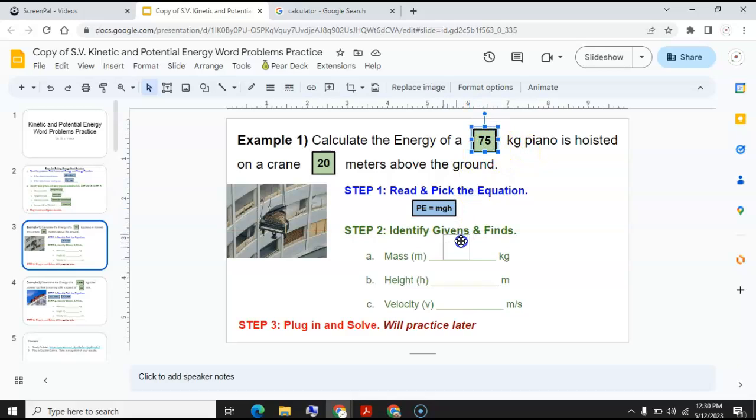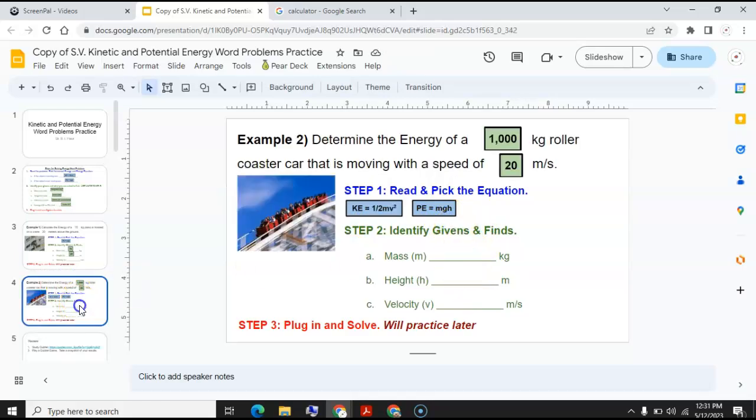Whenever you see kilograms, that's a unit, and the number in front of that is your mass. The height will be in meters, so that's 20. So we're going to drag and drop that here. If we wanted to solve this problem, what we would do is 75 times 9.8, which is g, times 20. Let's go to our second example.